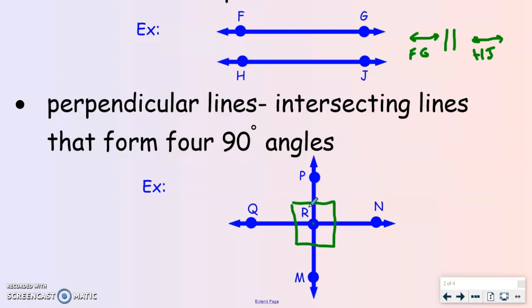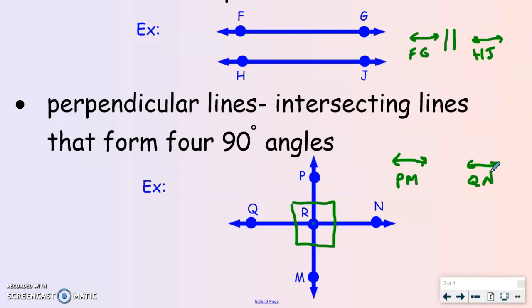If you remember from our previous lesson on angles, the 90-degree angles normally will have a little square in that corner, and so if you have all four together, you'll have a bigger square. And so here we have lines P and M and lines Q and N. And the way that you can annotate that these are perpendicular is by putting the names of the lines. So line PM and line QN.